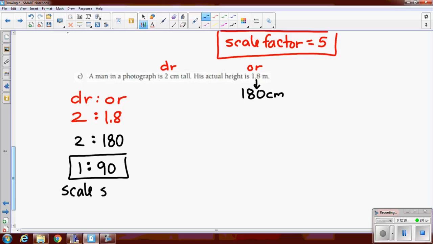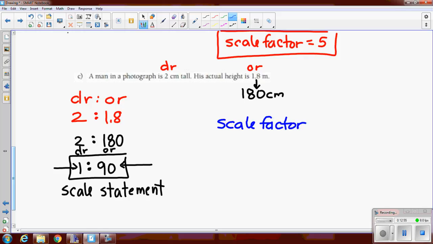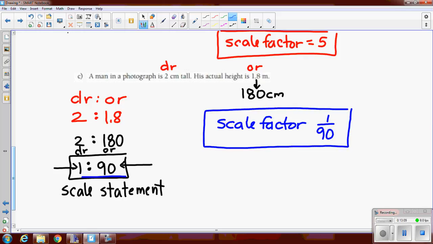I can divide both of those by 2, which means, again, if we consider this being drawing to the original, on the photograph, anything that is 1 unit long, in actuality, is 90 of those same units on the real person, so 1 to 90. So now the scale factor, we just say, well, 1 to 90, so that's 1/90th. If I multiply anything on this man by 1/90th, I would get how long it is going to be in the photograph.